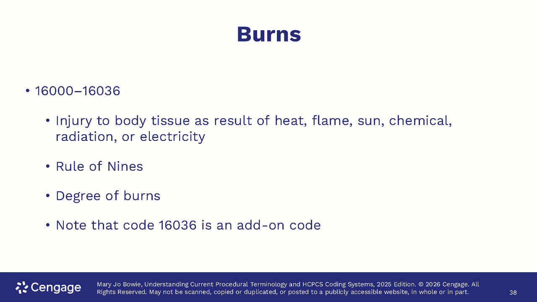We're almost done. Burns, local treatment of burns. So, a burn is something that happens when there's heat, flame, sun, chemicals, radiation, and electricity to the body. And these codes here, I use the word local because these codes only encompass local treatment of the burn surface.